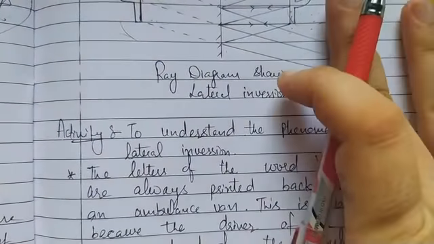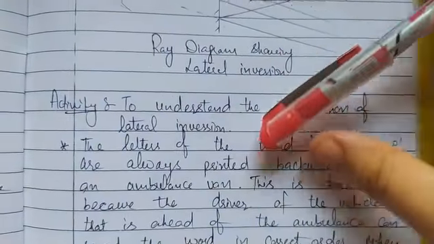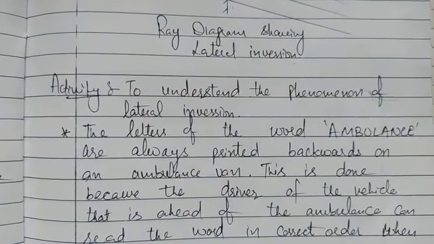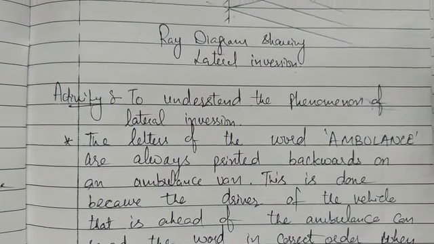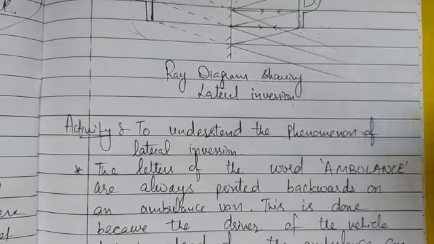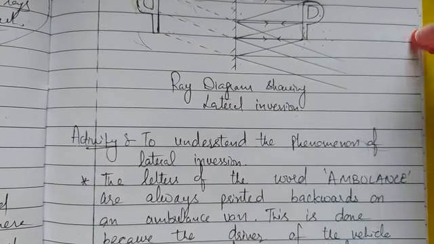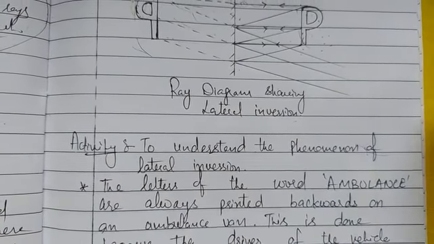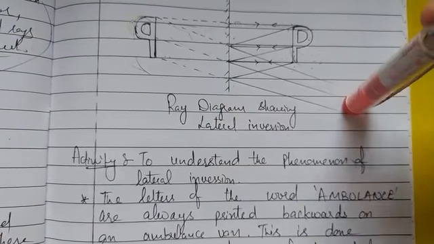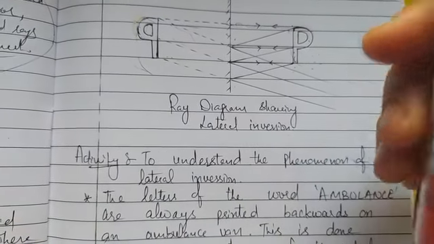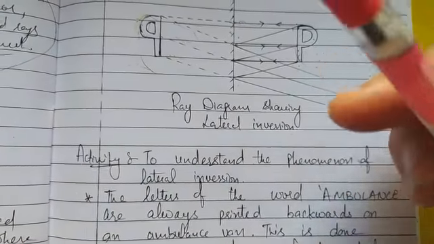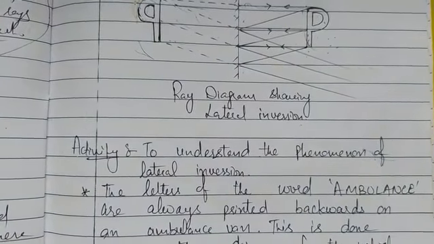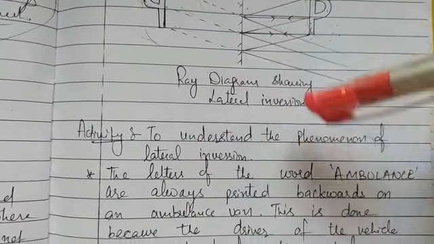There is an activity you can do very easily to understand the phenomenon of lateral inversion. You can hold anything in your hand and just look by standing in front of the mirror. Then you will see that if you hold any object in your right hand, it will appear left, and if you hold any object in the left hand, it will appear right. So vice versa, you can do this.